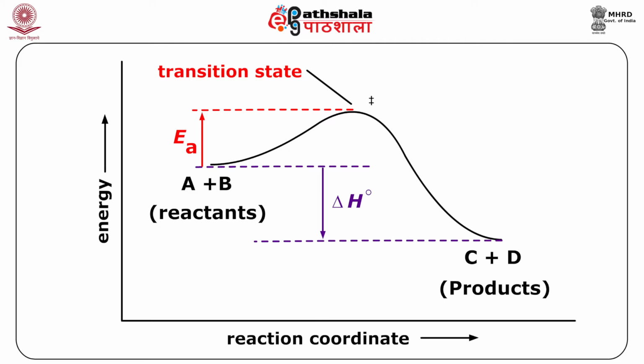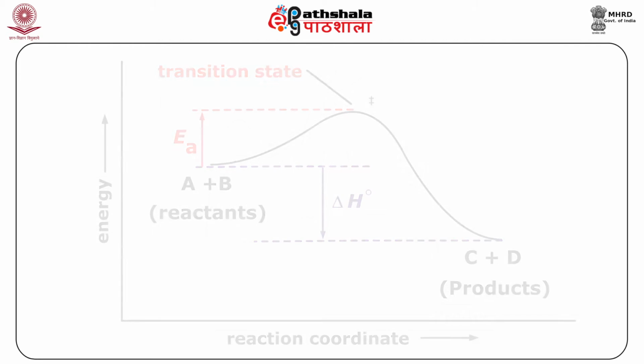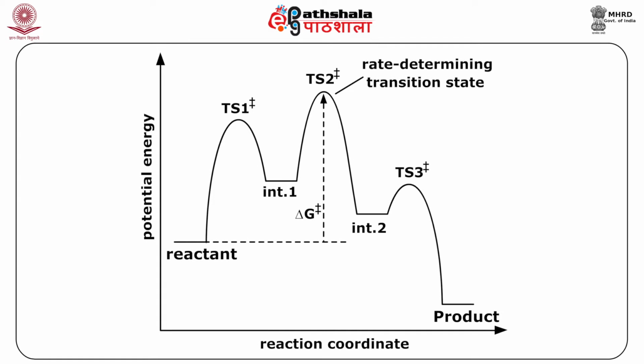A catalyst lowers this activation energy to reach the transition state. There may be more than one transition state for a particular reaction. Now, that is generally in multi-step reactions. This you can see in the figure.